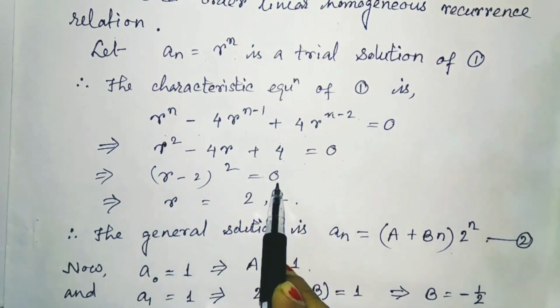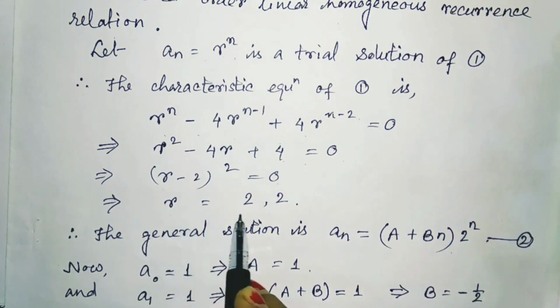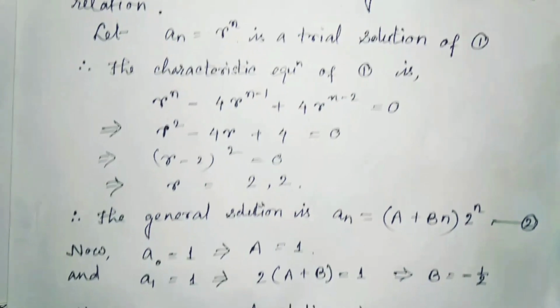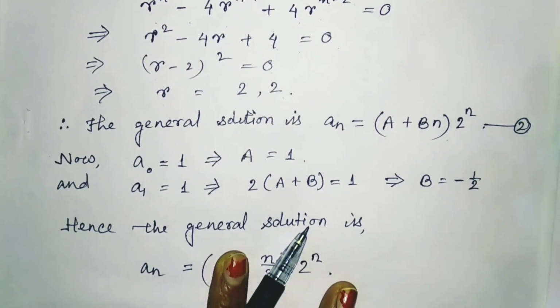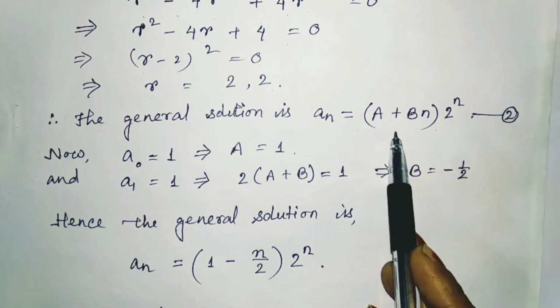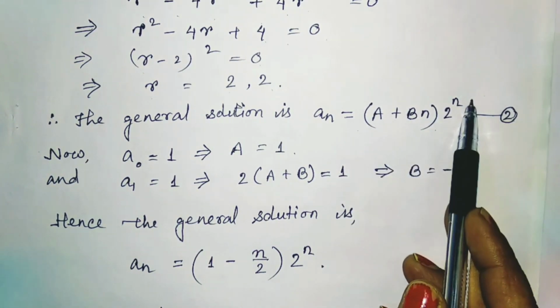If you solve this one, then we will find the r values are 2 and 2, which are the same solutions. Hence rule 2 should be applicable. According to that, our solution is a_n = (a + bn)·2^n.